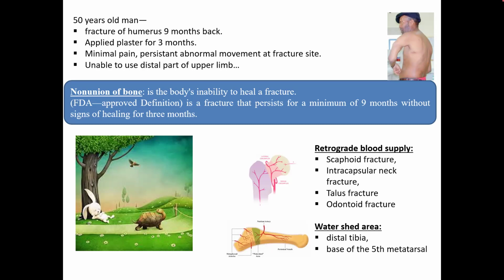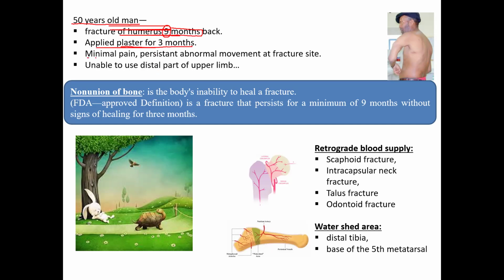So without wasting time, I'll start my topic today with a small case. Here we have a 50-year-old patient. He had a fracture of the humerus 9 months back. Just remember this 9 months. He was applied plaster. He was not operated, just applied plaster for 3 months.